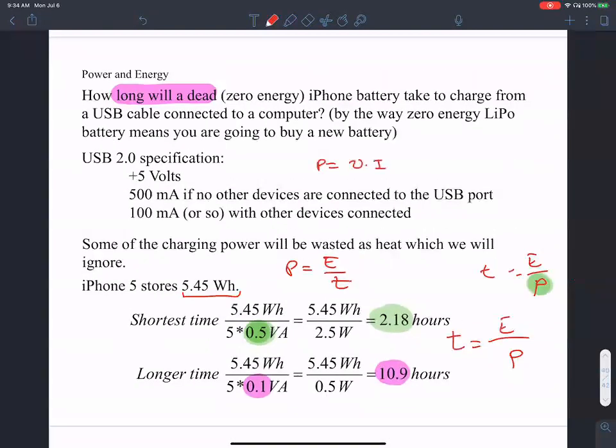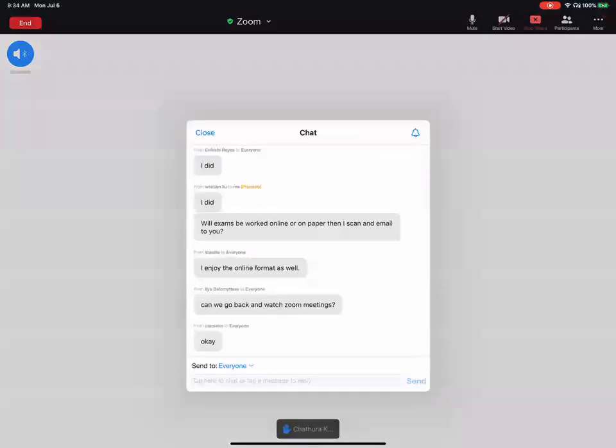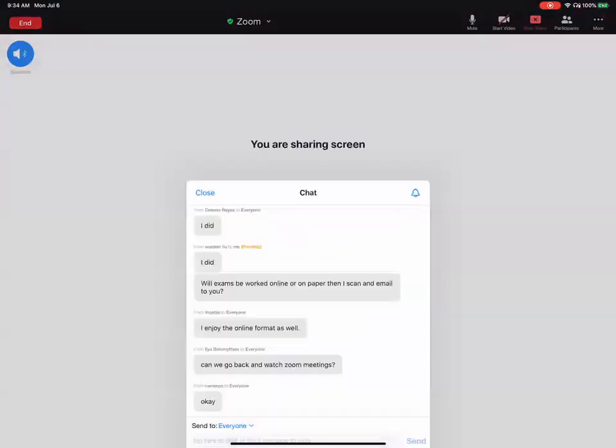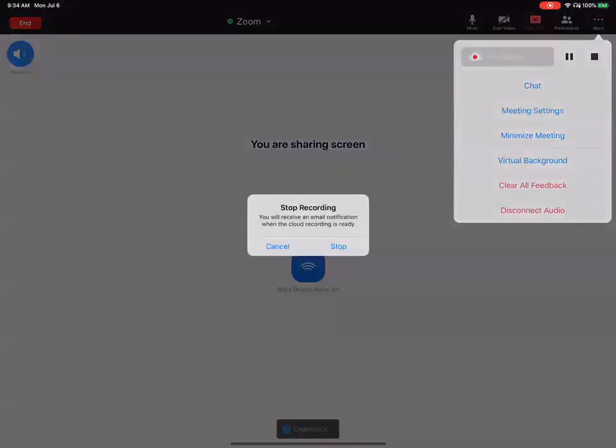That's the idea of converting from different units into standard units. Questions, please, any questions so far? Okay, we'll stop here.